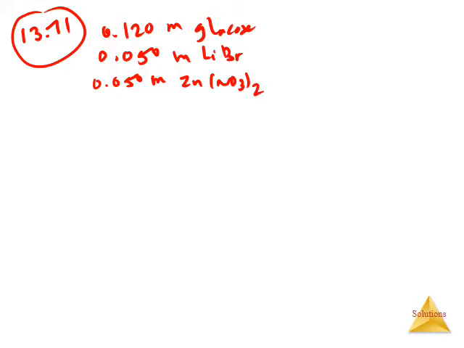Since we need to find out the order in which boiling point is going to increase, first we need to find out how many particles you can get in each case. Glucose doesn't break down. So if I have 0.120 molal glucose, it remains as 0.120.